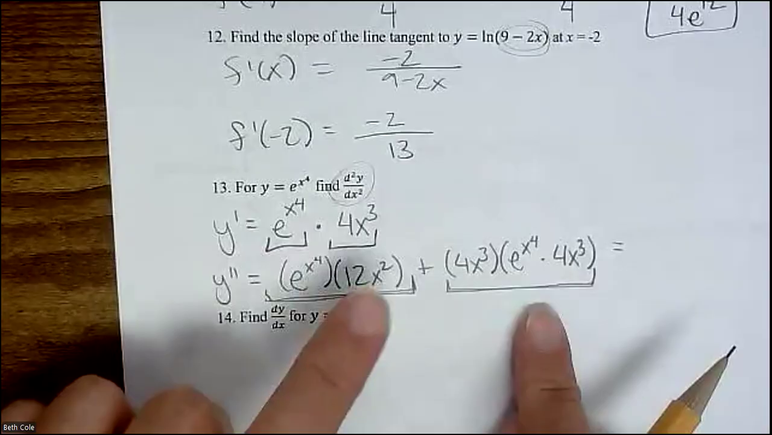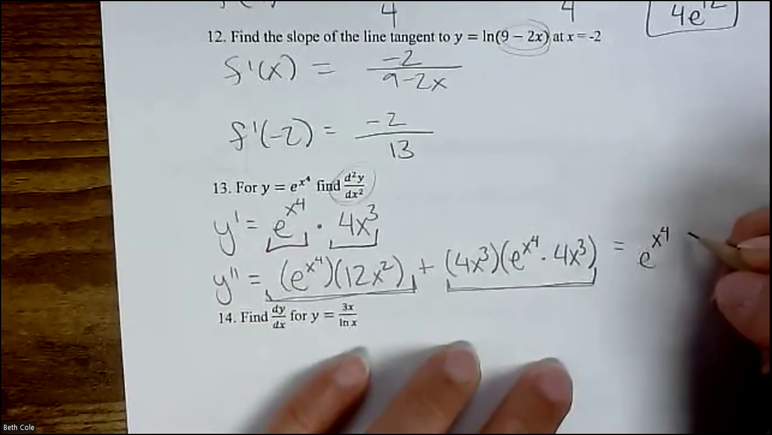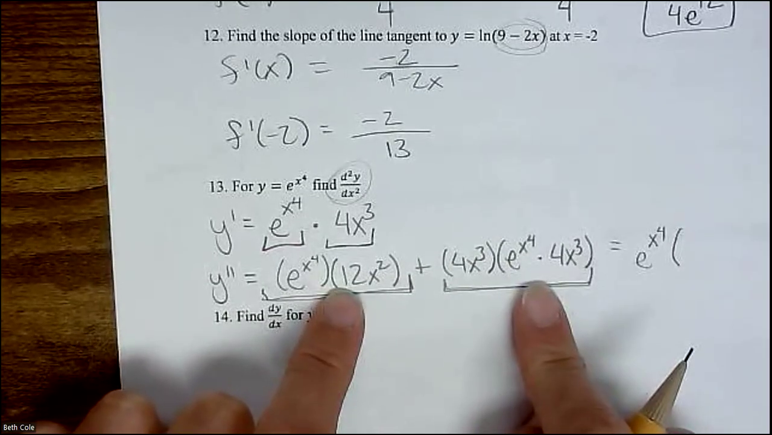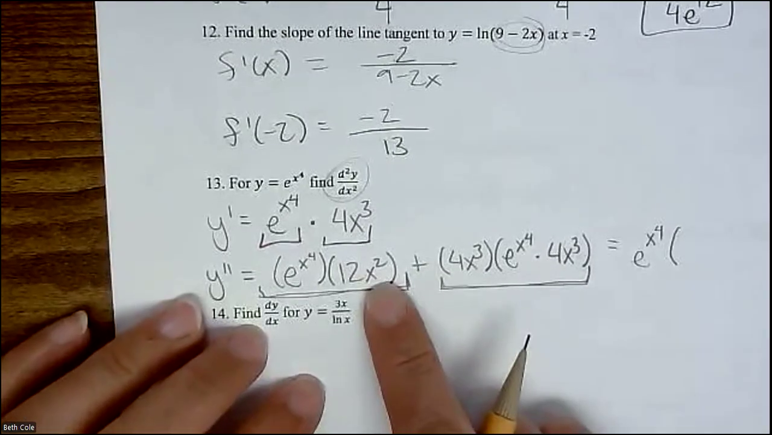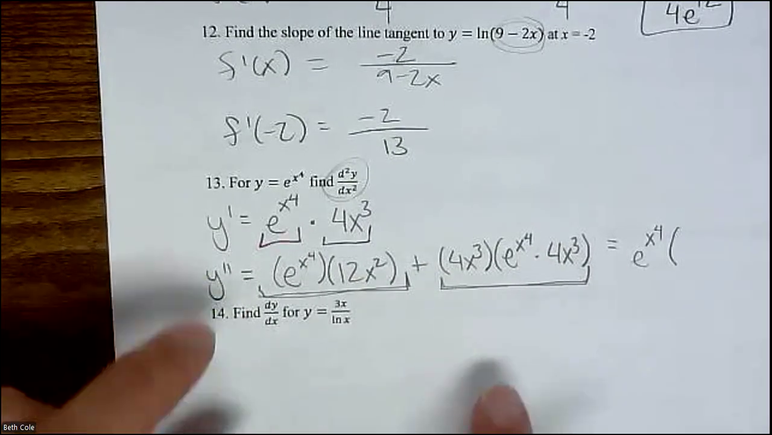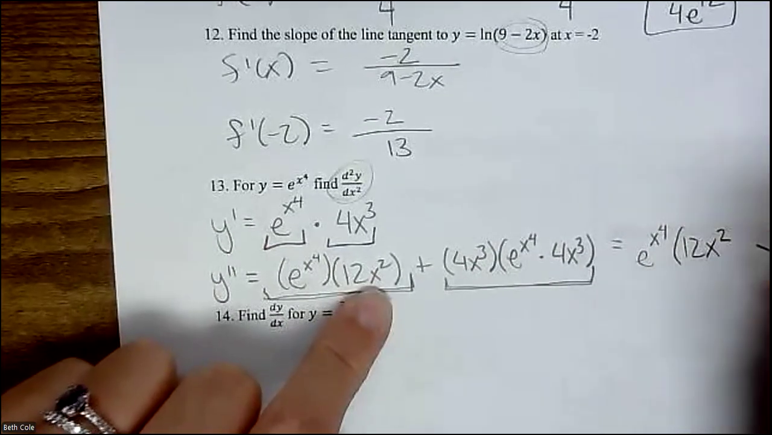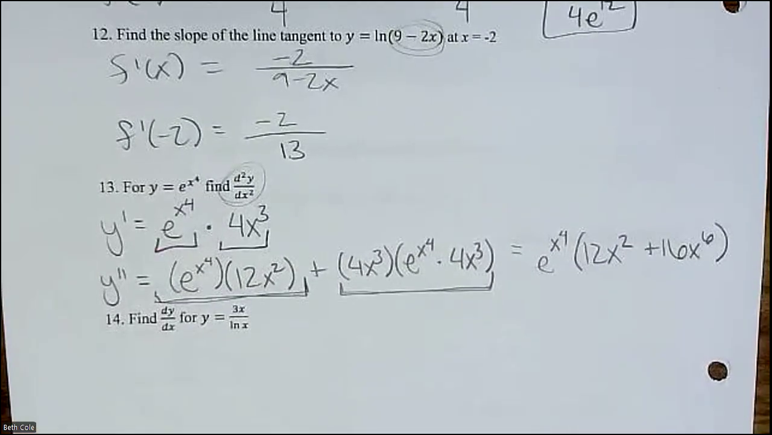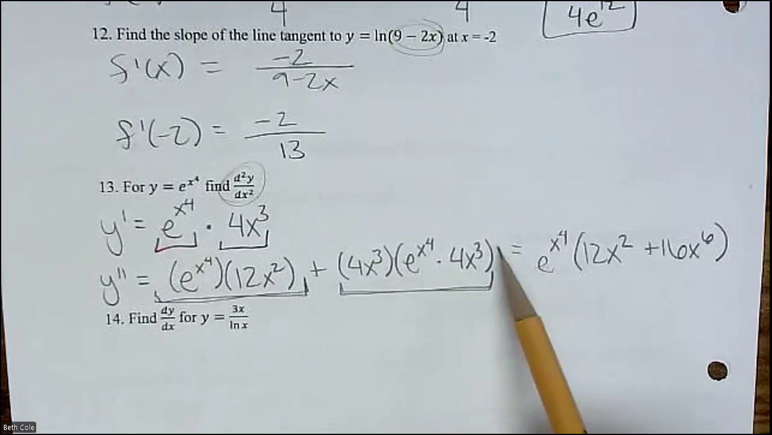What do these share in common? Yet all they take out is the e to the x to the 4th. But do you see how that's a 12 and 4 times 4 is 16? You could also take 4 and some x's out. Anyway, that's all they factored out. So if you take out the e to the x to the 4th, you'd be left with 12x squared plus 16x to the 6th. Where did I get an x to the 6th from? 3 plus 3 is 6, is what happened there.